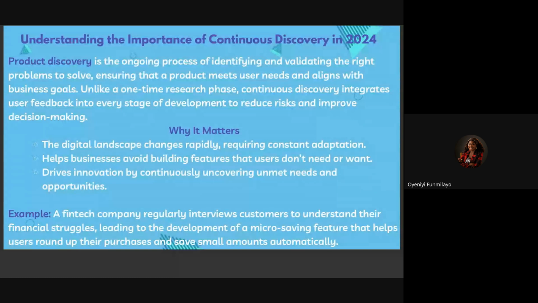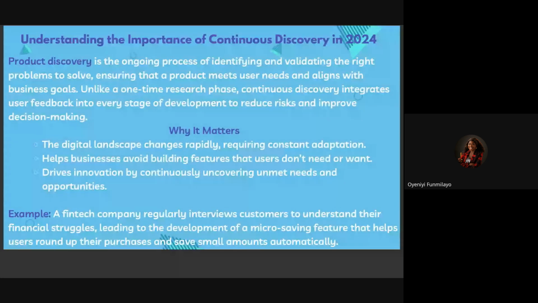Another reason product discovery is very important is that it drives innovation by continuously uncovering unmet needs and opportunities. This is when you speak to users, you get to know their pain points really, right? If you're a product manager, you build products and you think that that is the end of it, you don't want to collect feedback from your users, I'm sorry, your product is going to go to the graveyard stage very, very quickly, because all the products we are using today, it's our feedback that is literally making them better.